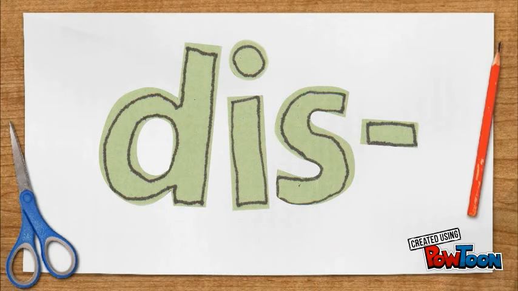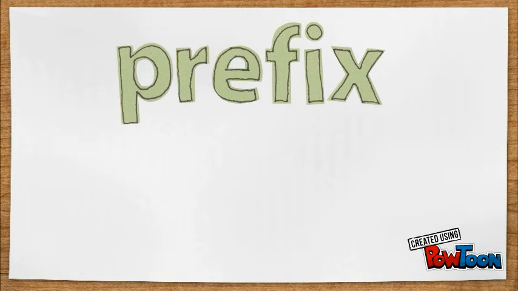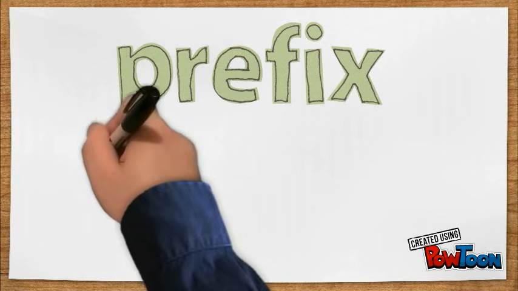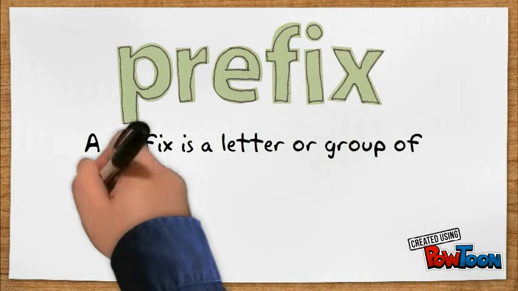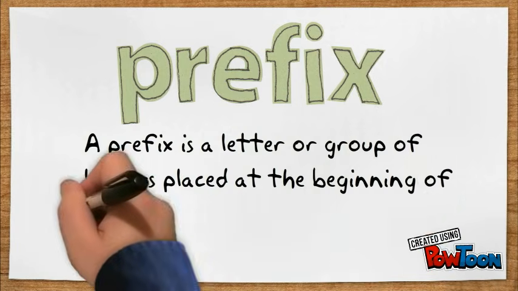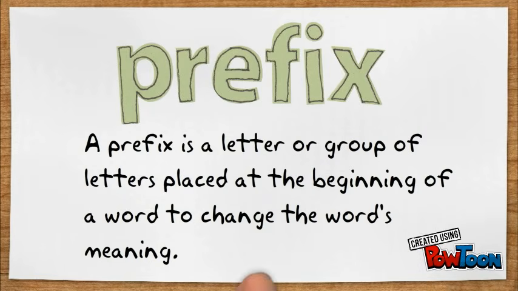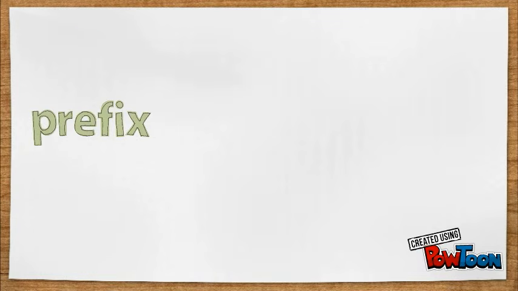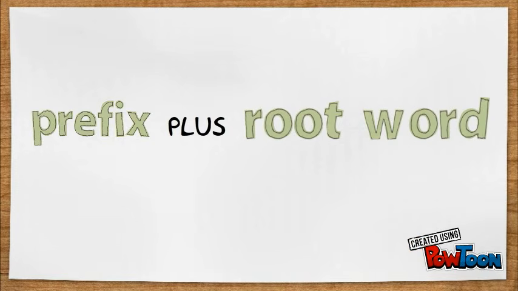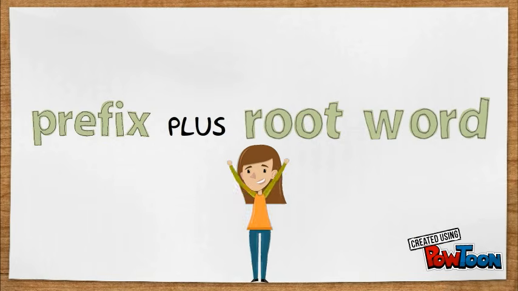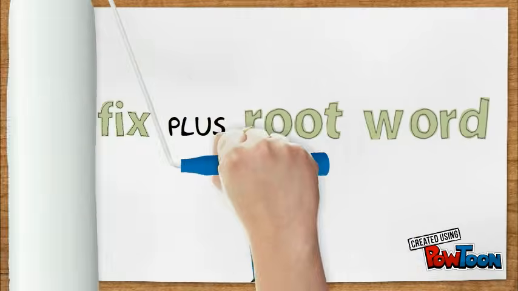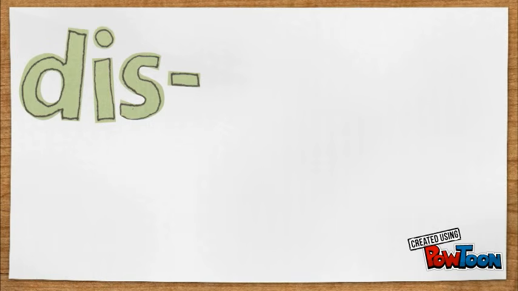Today, let's learn and review the prefix dis. To recap, a prefix is a letter or a group of letters placed at the beginning of a word in order to change that word's meaning. So, you take your prefix, you take your root word, you add them together, and it creates a whole new word. Let's look at some new words with the prefix dis.